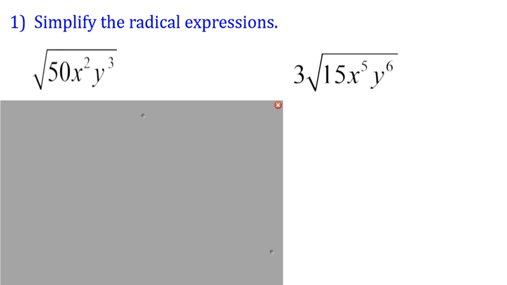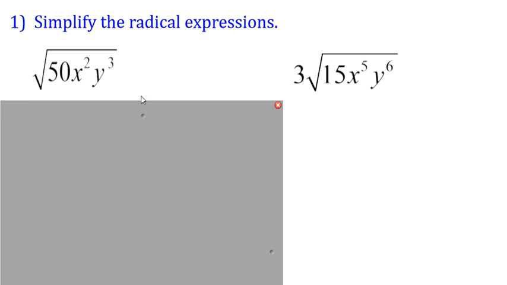Let's look at the value of the square root of 50. Does that have any perfect square factors? Yes, it does. 25 times 2 is 50. 25 is the perfect square. So I could take that square root of 50 and write it as the square root of 25 times 2. Now x squared, that itself is a perfect square, so we can leave it as that. And y to the third has a perfect square within that, y to the second power, y squared, times y.